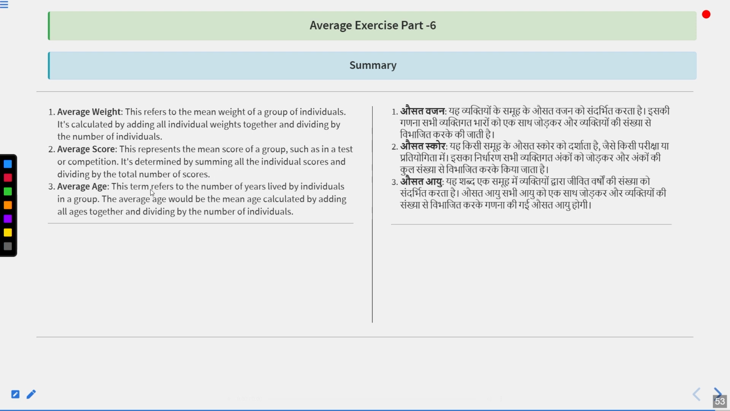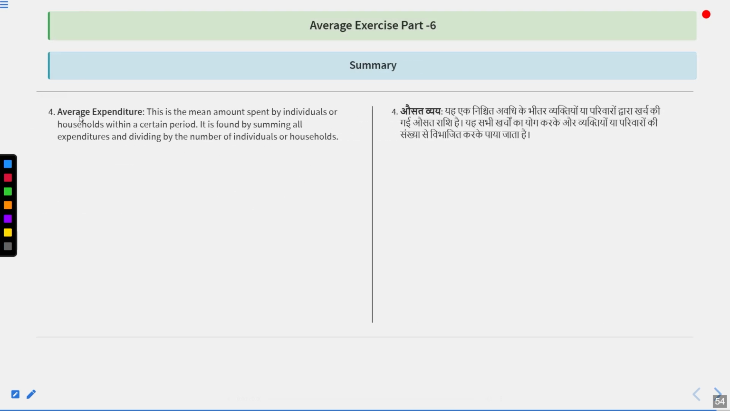What is average age? This term refers to the number of years lived by the individuals in a group. The average age would be the mean age, calculated by adding all the ages together and dividing by the number of individuals. Same way, what is average expenditure? This is the mean amount spent by the individual or household within a certain period. It is found by summing all the expenditure and dividing by the number of individuals or households.